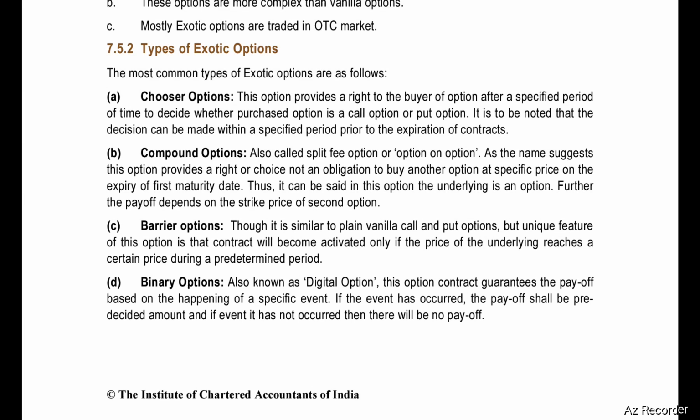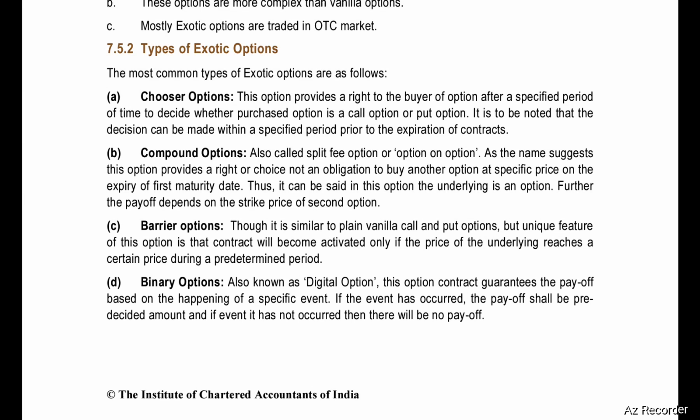Next, compound options, also called as split fee option or option on option. As the name suggests, this option provides a right or choice, not an obligation to buy another option at specific price on the expiry of first maturity date. Thus, it can be said in this option, the underlying is an option.